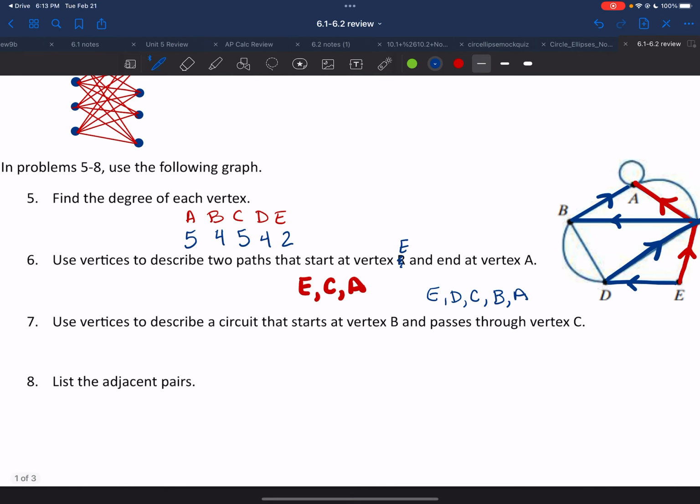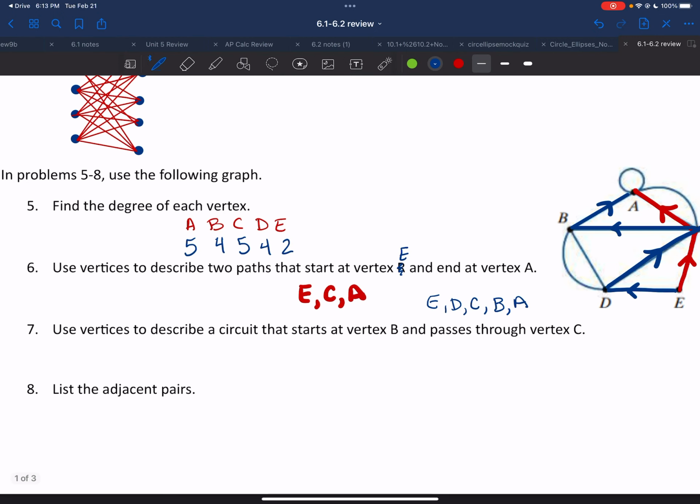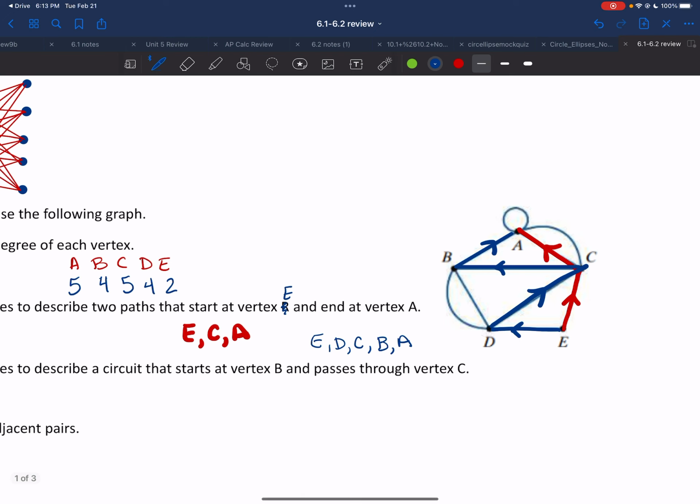Use vertices to describe a circuit that starts at vertex B and passes through C. All right, let me erase this here. So a circuit, not an Euler circuit, but a regular circuit, is a closed off section. So an easy one would be B to C, C to A, and then A to B. And that would give us a circuit. So B, C, A, B. Your key to a circuit is that it's going to start and end at the same one, right?